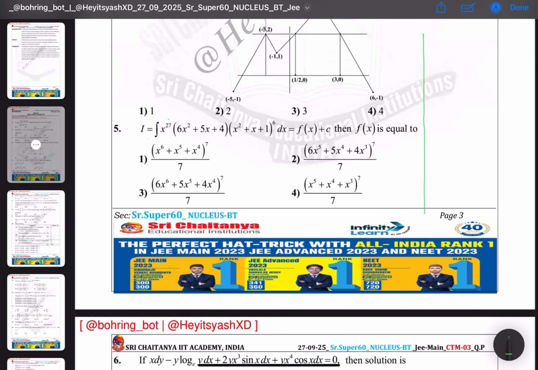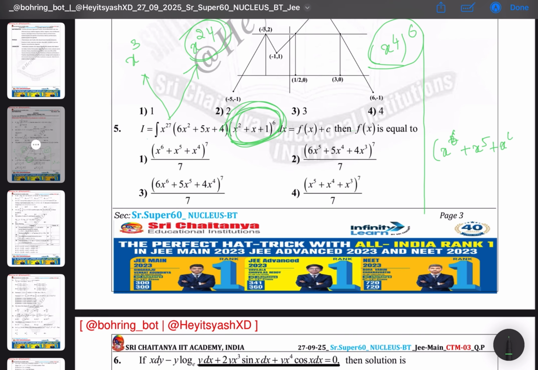So we will resolve x to the power 27 as x to the power 3 and x to the power 24. Now this x to the power 24 can be written as x to the power 4 whole power 6. When you write it in this format and club it with this, this particular thing becomes x power 6 plus x power 5 plus x power 4, whole power 6, and this x cube will be left out, so you can put that x cube into this bracket. Then it becomes 6x power 5 plus 5x power 4 plus 4x cube.